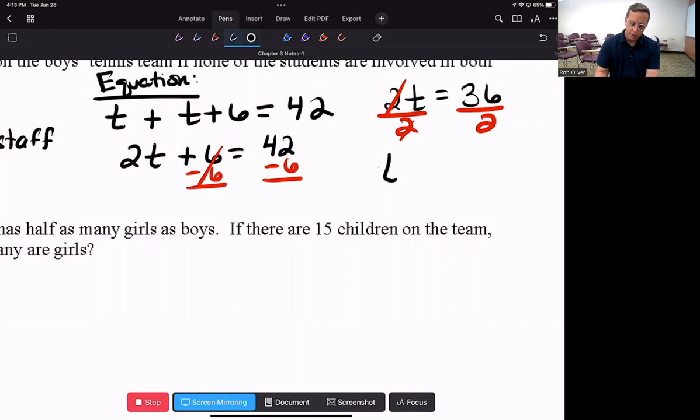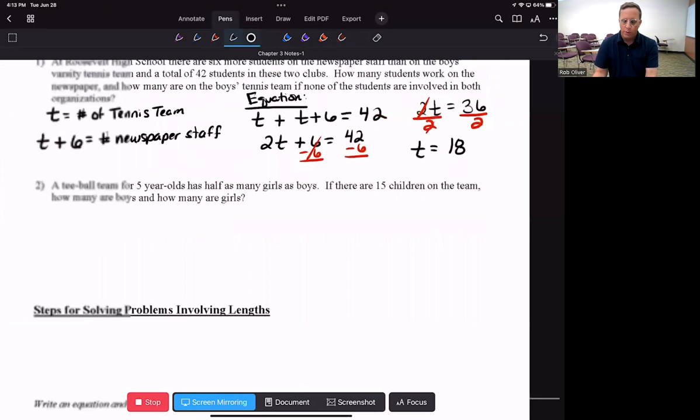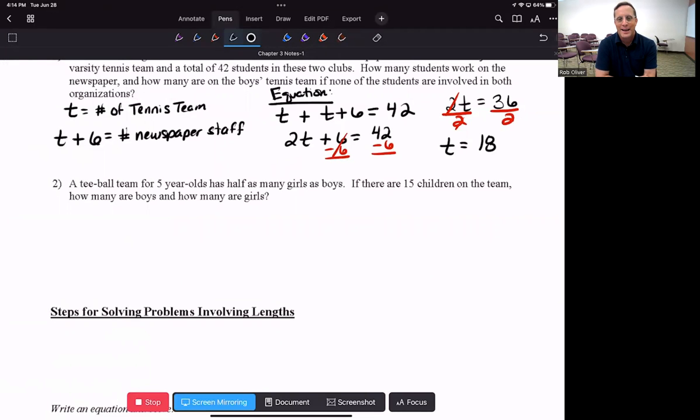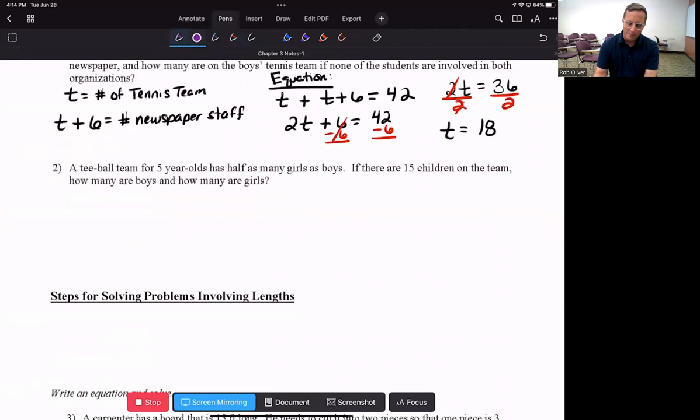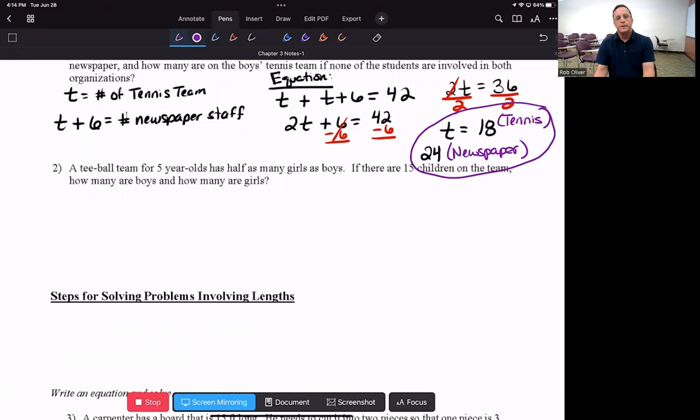So we're going to do t equals 36 divided by 2 is 18. So right there, 18 people are on the tennis team. Okay, so that's the tennis team. And it says 6 more people are on the newspaper staff. So just add 6 to that. 18 plus 6 is 24. And there you go. So 24 are on the newspaper staff. And that's it. That's all the information we need for that problem.